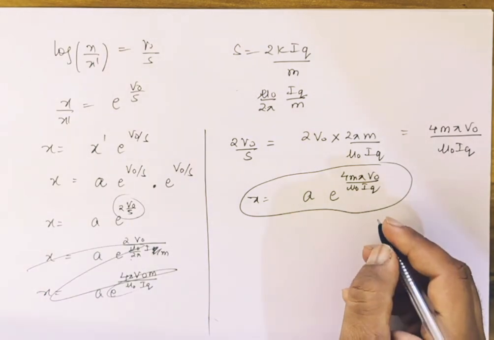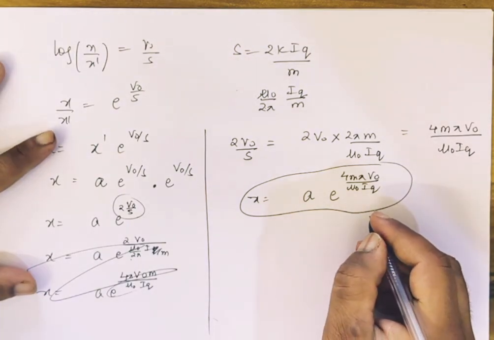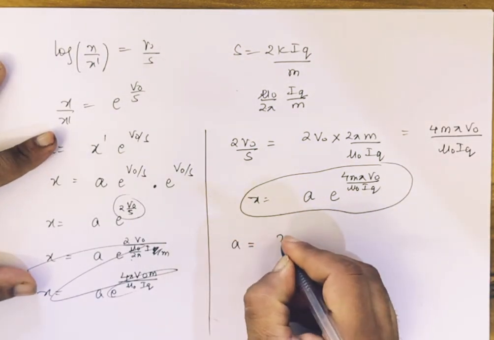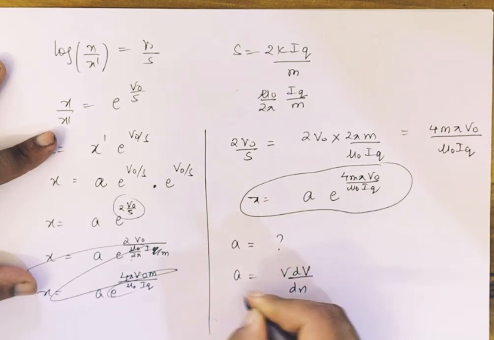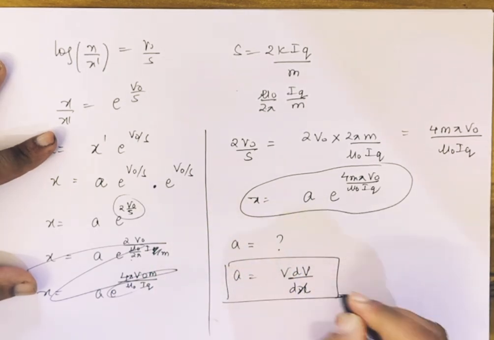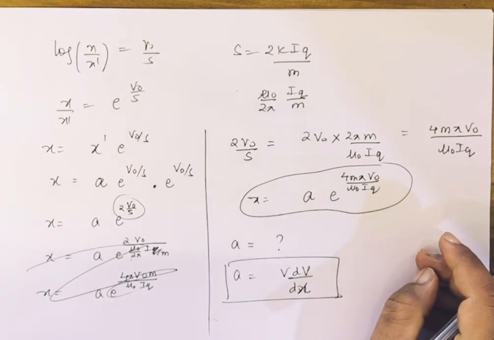Please remember that the basic thing in the question is you have to find the acceleration function and put it equal to v dv by dx. The question is lengthy because of its integration, nothing else.